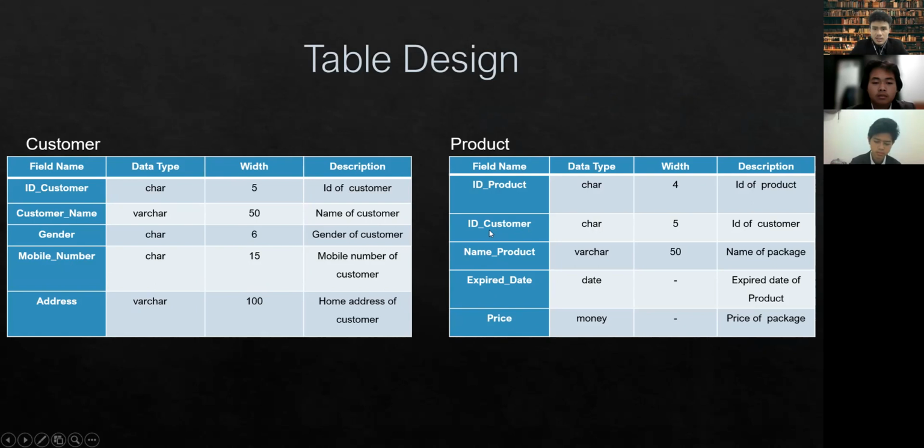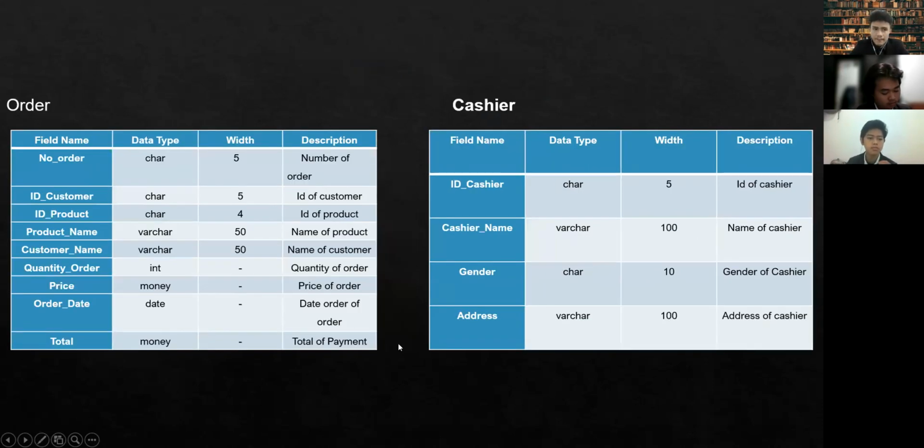For example is name product. The data type is varchar. With the width is 50. The description is name of package. Next, Raffi Ananda.